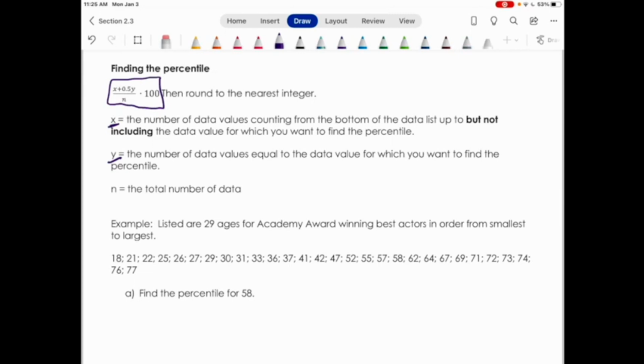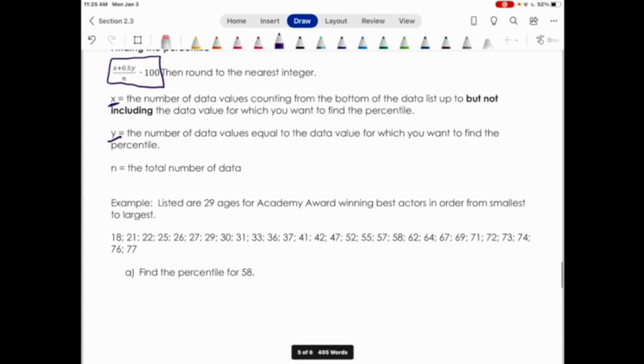So in the example, there are 29 data values here. And this is for ages of Academy Award-winning Best Actors. And it says that they already ordered the data for us, which is nice.